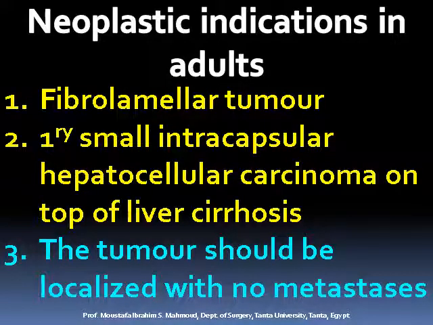Neoplastic indications in adults: fibrolamellar tumor, primary small intracapsular hepatocellular carcinoma on top of liver cirrhosis. The tumor should be localized with no metastasis.